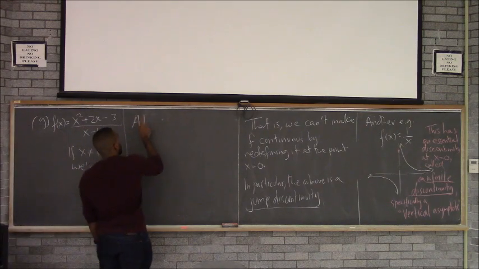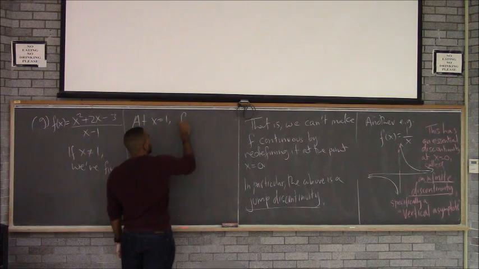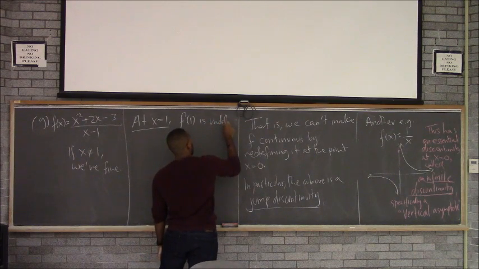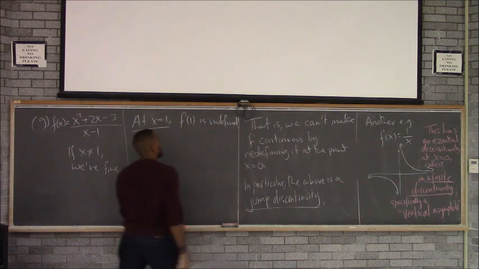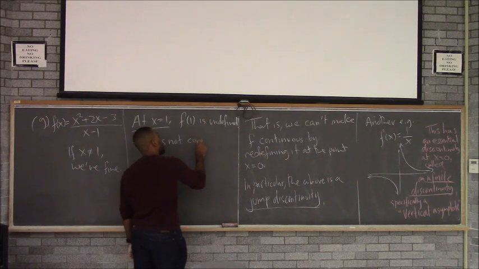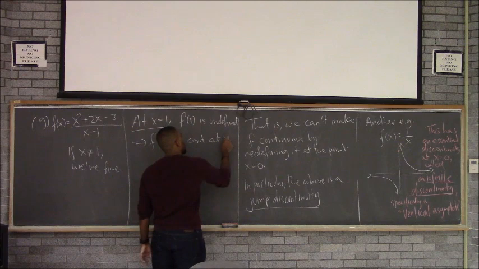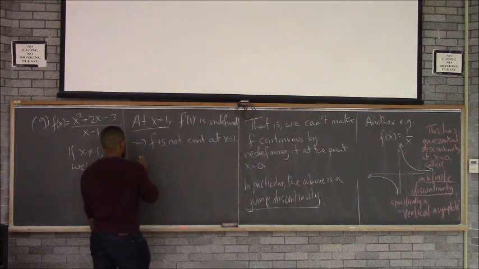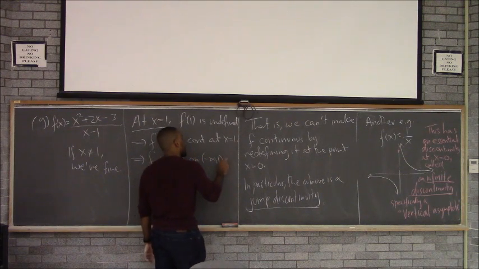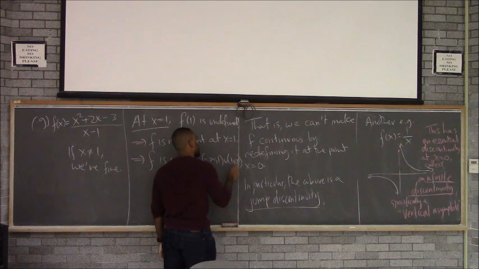At x equals 1, f of 1 is undefined. Now that's a problem. This means f is not continuous at 1. This means, to answer the question, f is continuous on the entire real line except 1.